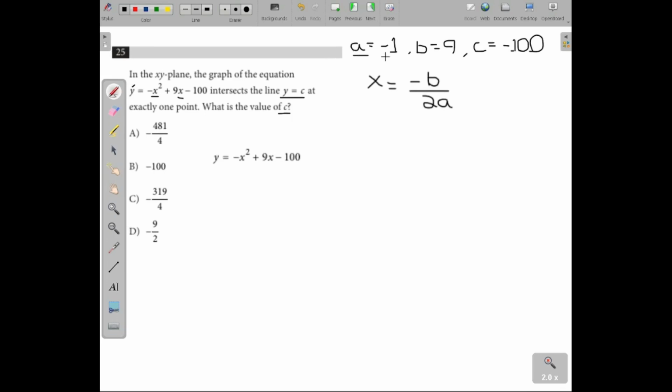Now let's replace the values of a and b. x is equal to negative b, which is 9, divided by 2 times a, and a is negative 1. So the value of x will be negative 9 divided by negative 2. Finally, we can say that x will be equal to positive 9 over 2.